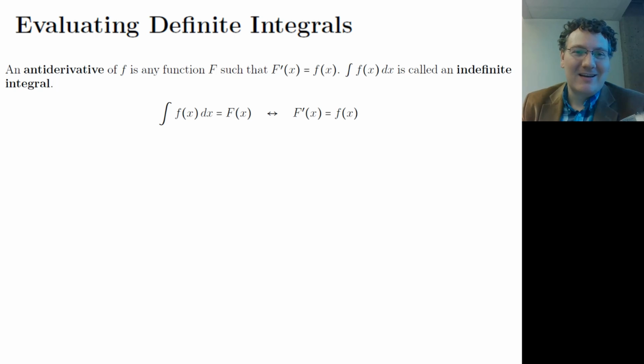Basically, the antiderivative of some function f is any function capital F whose derivative is f. So if you can figure out what that function is, then you found the antiderivative. You kind of have to work backwards using all the rules of derivatives that you've learned.